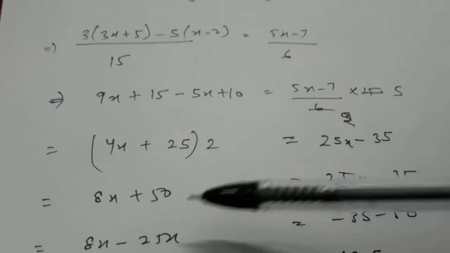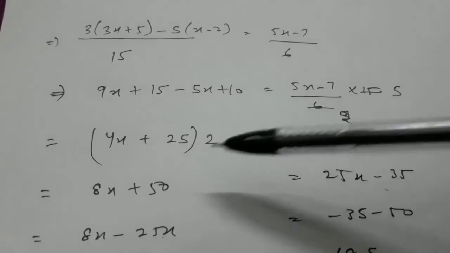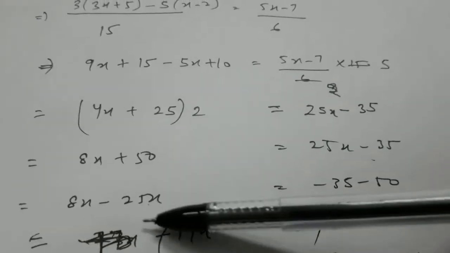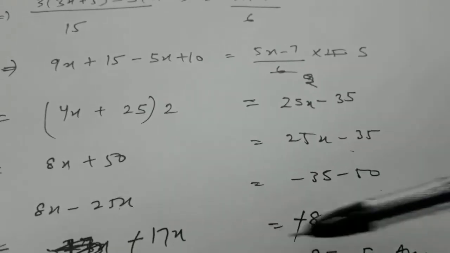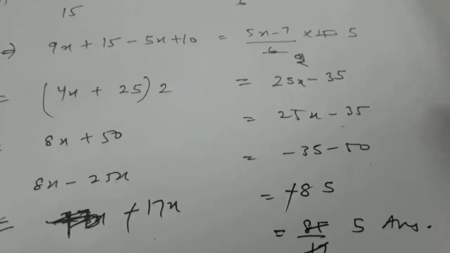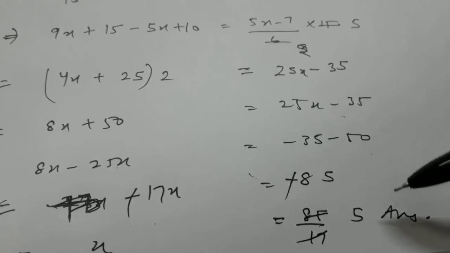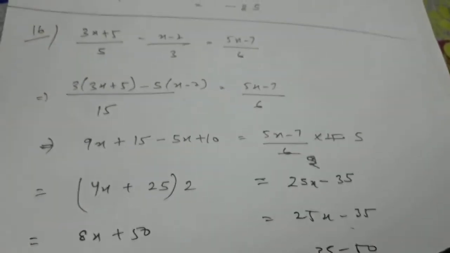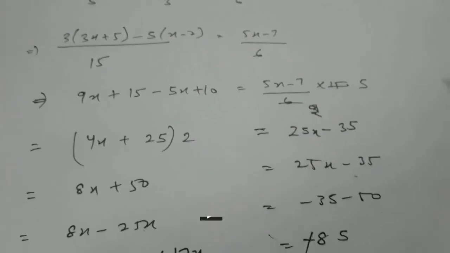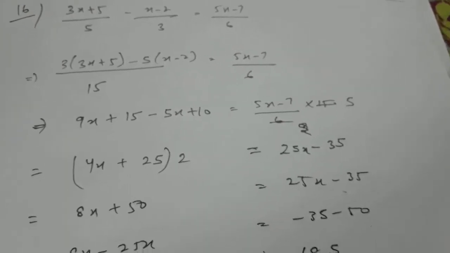In our next step, this 25x will be transposed so as to become minus 25x, and this 50 will get transposed so as to become minus 50. So 8x minus 25x, of course, is minus 17x, and minus 35 minus 50 will be coming out as minus 85. So x is equal to 85 by 17, that is 5. So our answer of question number 16 of exercise 8.1 linear equations in one variable is x equal to 5. Have a full glance of the question.